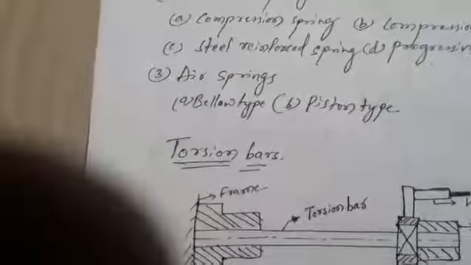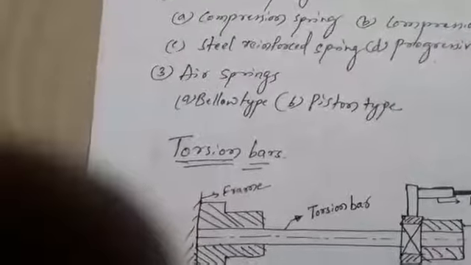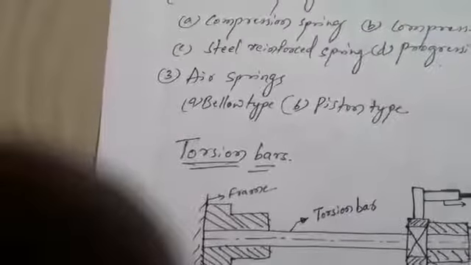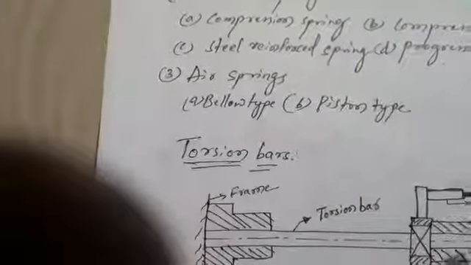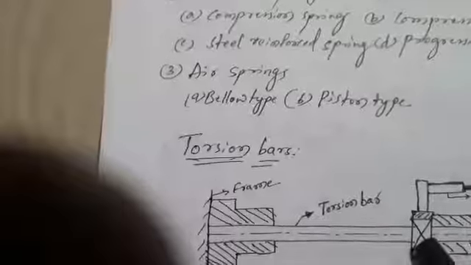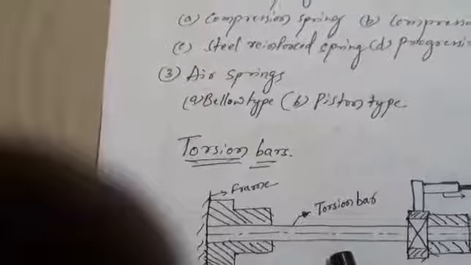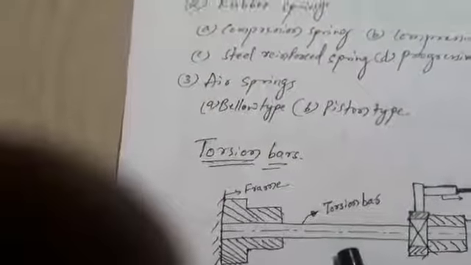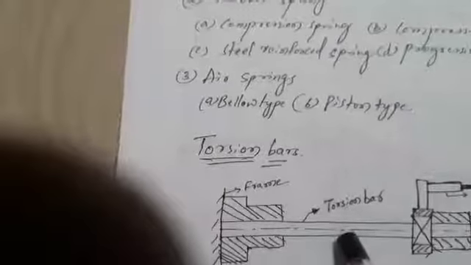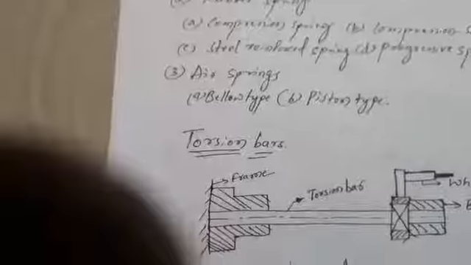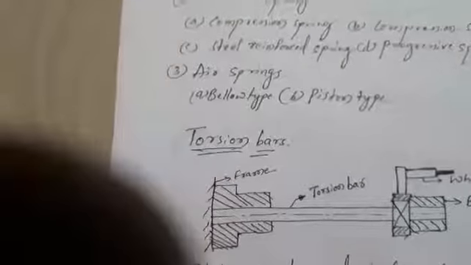When the wheel hits a bump, it starts vibrating up and down. This produces torque on the torsion bar. So this torsion bar acts as a spring. So this is how the torsion bar works. Thank you.